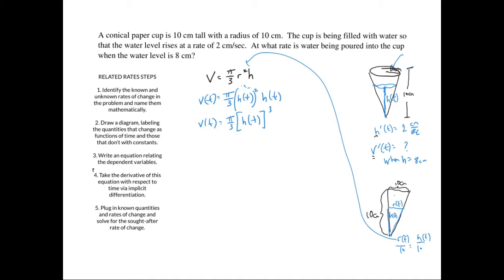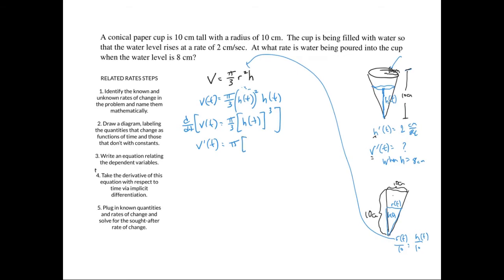So when I go to take the derivative of this with respect to time, that's step 4. The derivative of v of t with respect to time is v prime of t. And the derivative of that right-hand side would require the chain rule. I bring the 3 down, multiply by pi over 3, so that would give me just pi. I reduce the power by 1, leave the inside alone, so h of t squared, and then multiply by the derivative of what's inside, h prime of t. So that's the relationship between the rates of change.